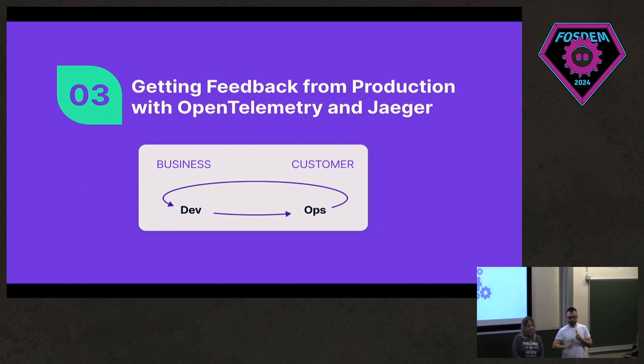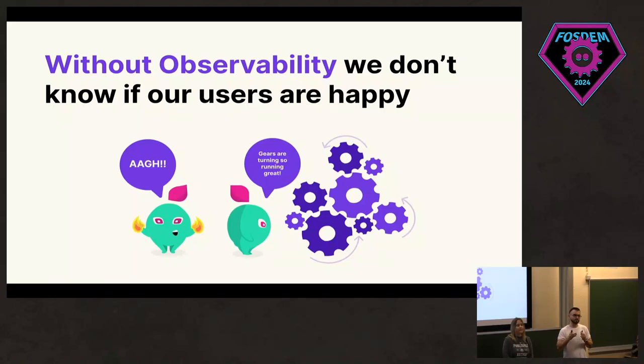Now, this is exactly what we don't want. We don't want to see gears turning and hope it's all fine, because it's not really fine. You don't know what your users are seeing. So we don't really know if our users are happy. We just kind of know it works. And then you kind of do prayer-driven development, as I like saying. That's not really what we want.